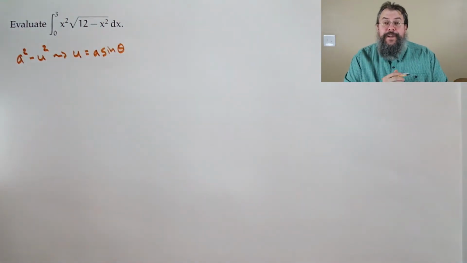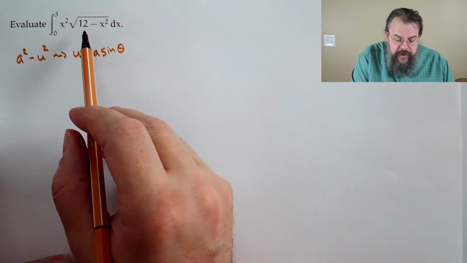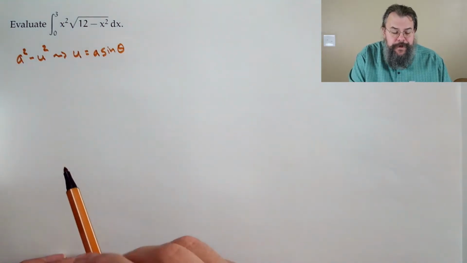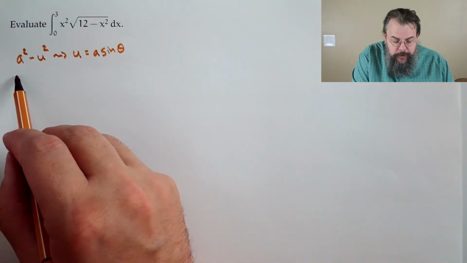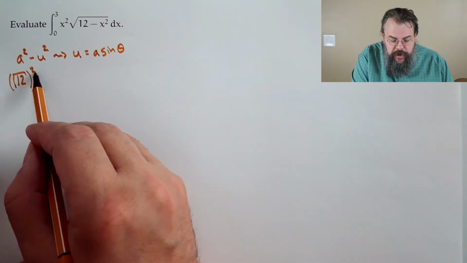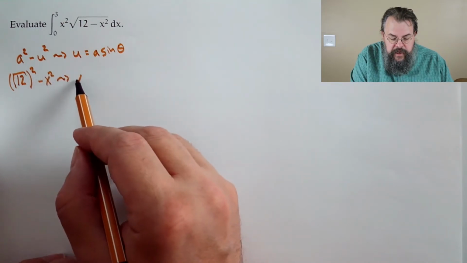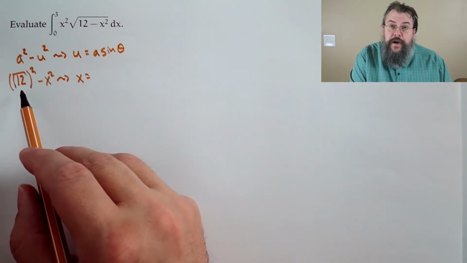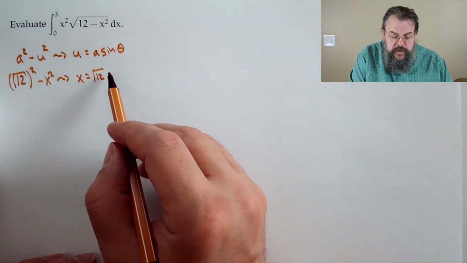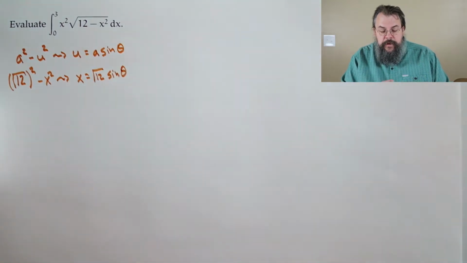Now, what do we need to do? Well, we need to figure out, okay, what do we have? In our case, 12 is the a squared. Okay, that's kind of a weird thing, but all right, we'll work with it for right now. So we'll think of the square root of a squared minus x squared. Okay, so x equals square root of 12 sine theta. That's an interesting choice. Okay, so there we go.